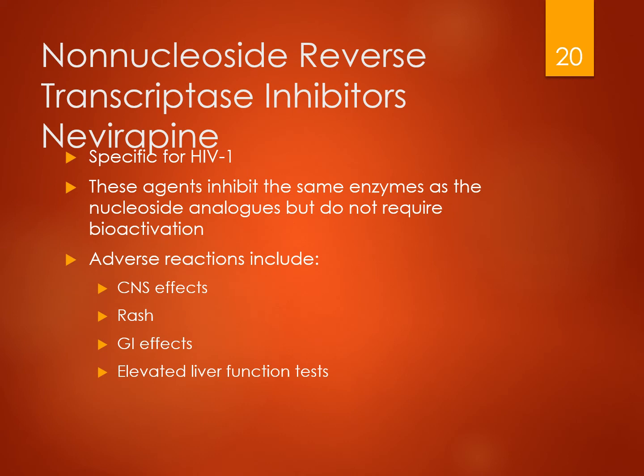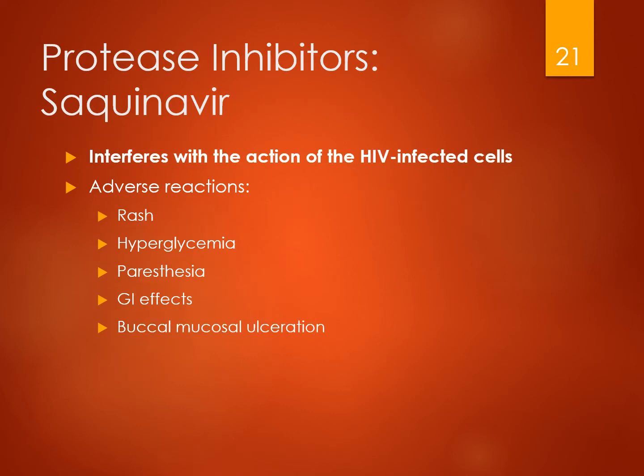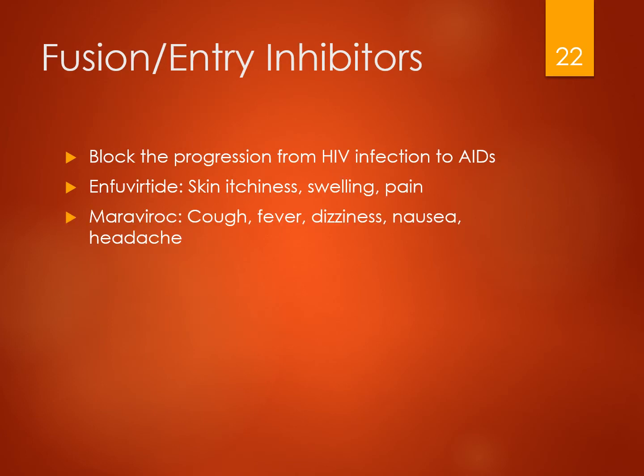Nevirapine, specific for HIV-1. These agents inhibit the same enzymes as the nucleoside analogs but don't require bioactivation. Adverse reactions include CNS effects, rashes, GI effects, elevated liver function tests. Protease inhibitors such as saquinavir interfere with the action of HIV-infected cells. Adverse reactions: rash, hyperglycemia, paresthesia, GI effects, and buccal mucosal ulcerations.